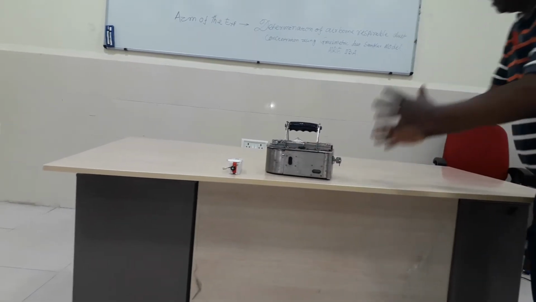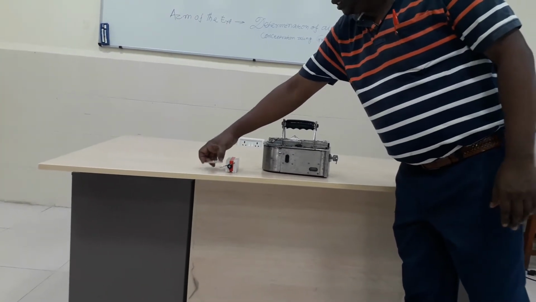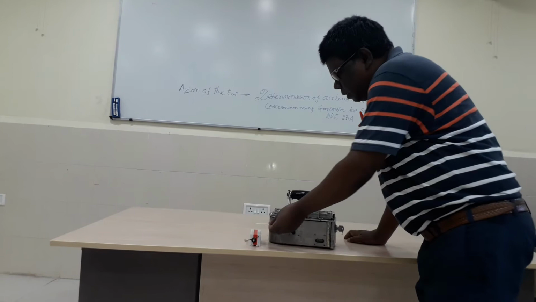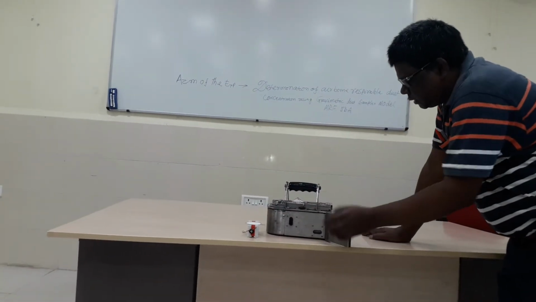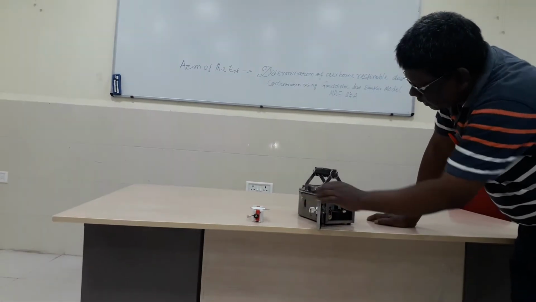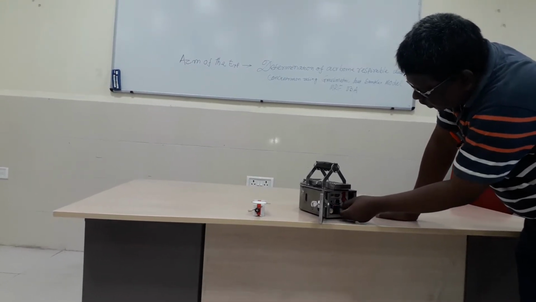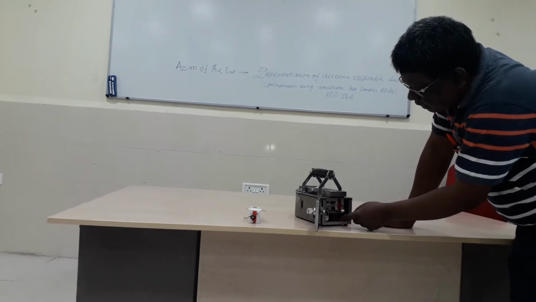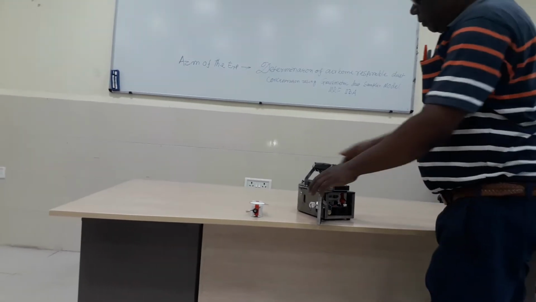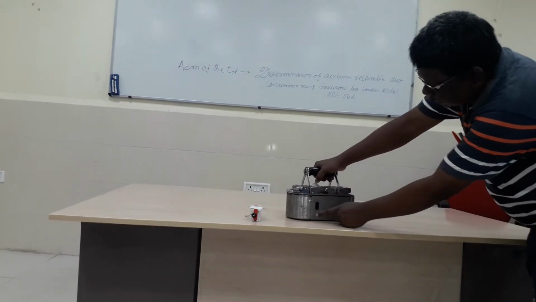This instrument runs on a rechargeable nickel cadmium battery. The battery is placed in the battery holder and connected with the motor connection. This is a diaphragm type motor which sucks air. It is designed in such a way that it sucks 2.5 liters of air per minute from the atmosphere. So this is the flow meter, and this is the rotameter.